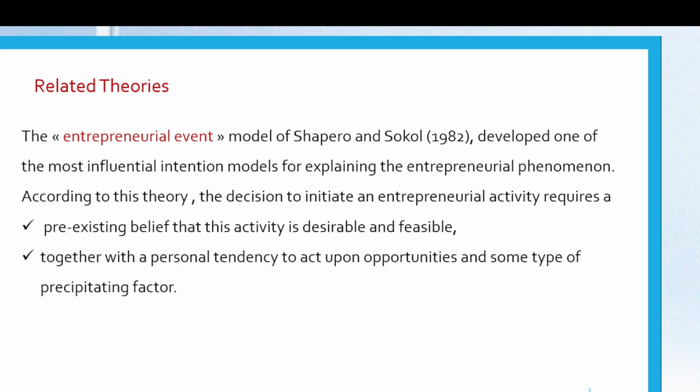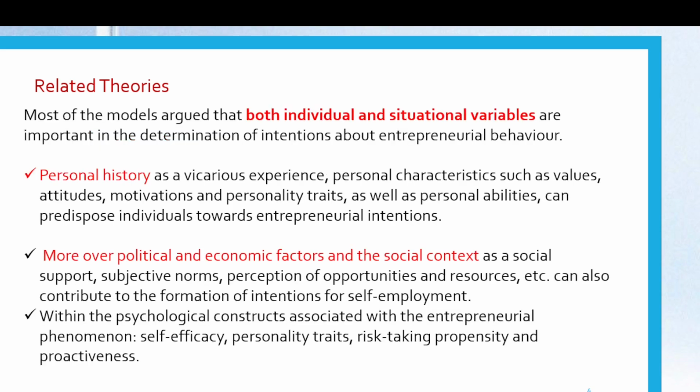Another theory which is widely used in the analysis of the determinants of entrepreneurial intention is the one called the entrepreneurial event, which was developed by Shapero and Sokol in 1982. According to this theory, the decision to initiate an entrepreneurial activity requires a pre-existing belief that this activity is desirable and feasible, together with a personal tendency to act upon opportunities. Some other factors were also analyzed while trying to find the determinants of entrepreneurial intention.